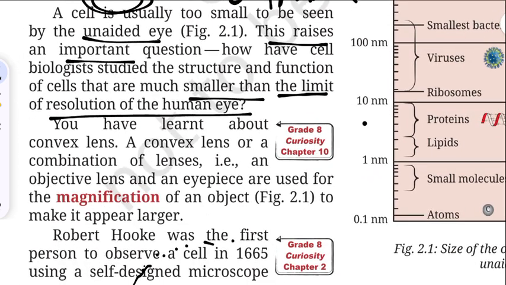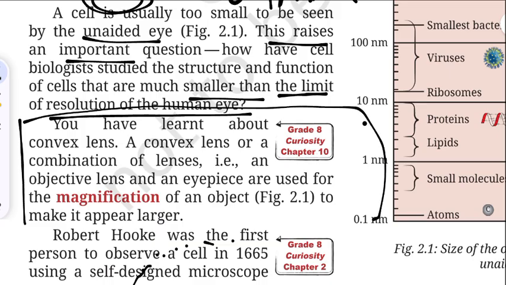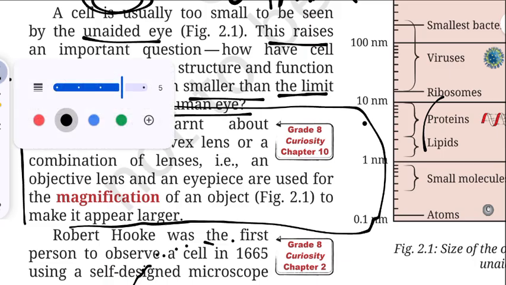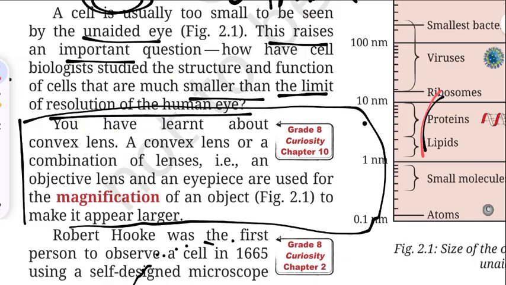This question relates to physics from class 8th, chapter 10. You better know what that chapter was. You have learnt about the convex lens. It is like this, the outermost part is convex.